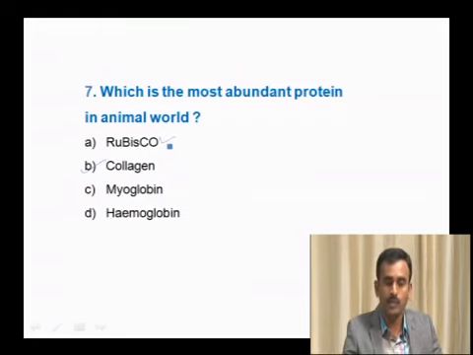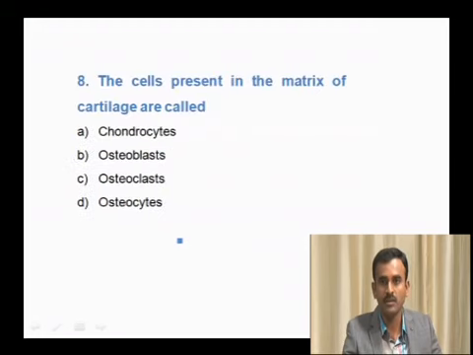Rubisco is the most abundant protein in plants. Myoglobin is the red color pigment present in muscles. Hemoglobin is the pigment present in blood, which gives the typical red color, contains iron and globin proteins, and helps in transportation of materials. Move on to the next question.